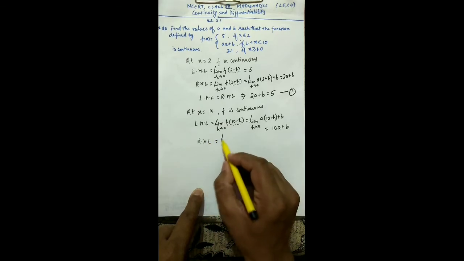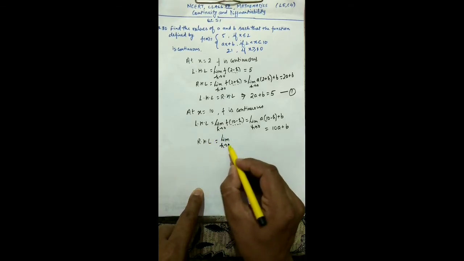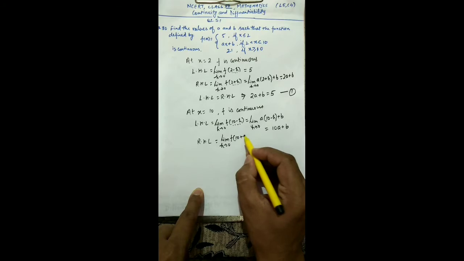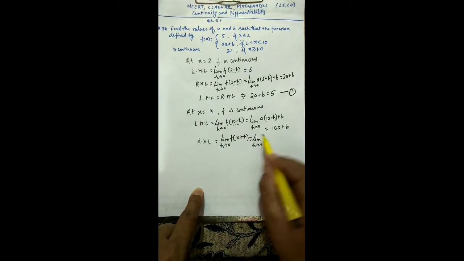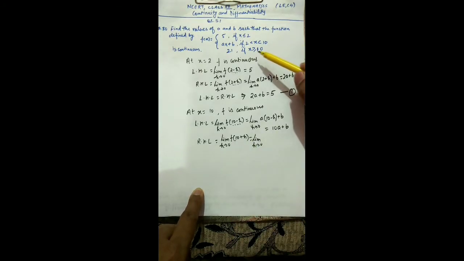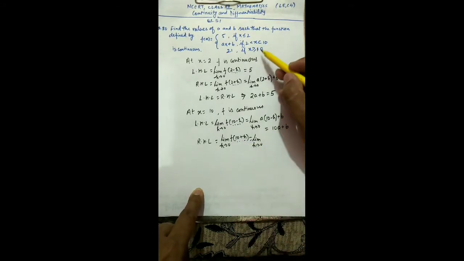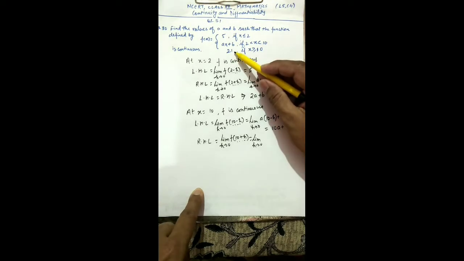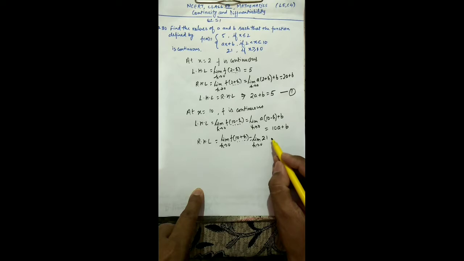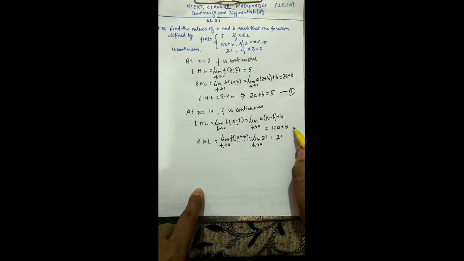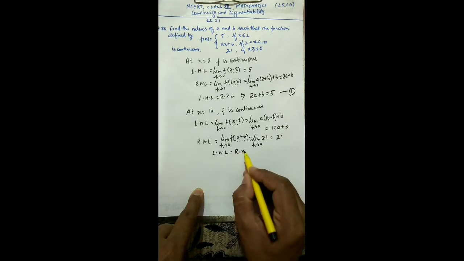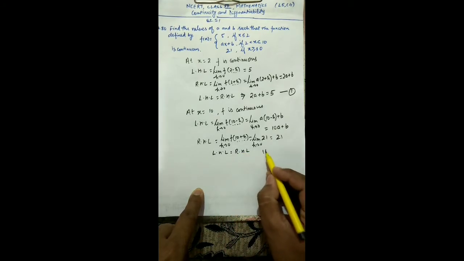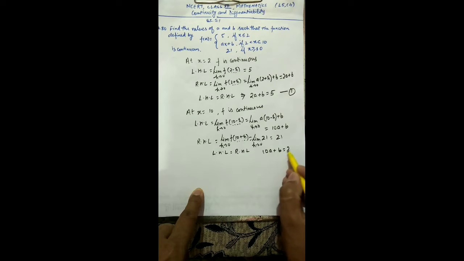Now come to the right hand limit. The right hand limit will be the limit as h tends to 0 of f(10 plus h). You can see f(10 plus h) means x greater than 10. If x is greater than 10, then the value of the function is 21. So the answer is 21. We know that the left hand limit equals the right hand limit, so you are getting 10a plus b equal to 21.